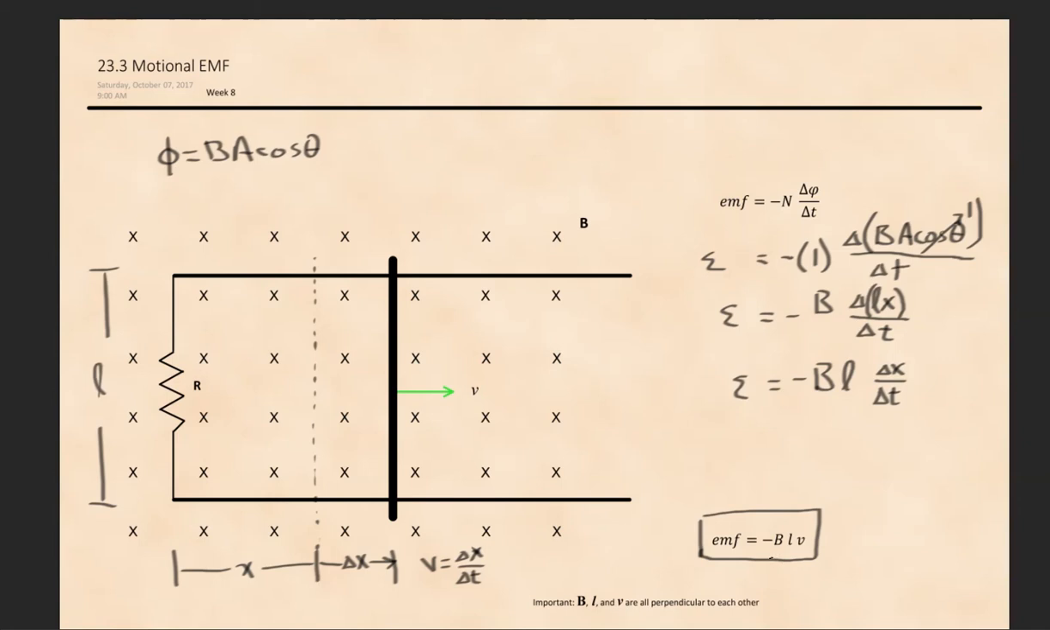It's important to note in this particular problem that B and L and V are all perpendicular to each other, and that is an important thing to know when you're using this equation, that the EMF produced is equal to BLV when these three are perpendicular to each other. If they were not, then there would be other angles involved here. We're going to come back to this idea later on when we look at generators.